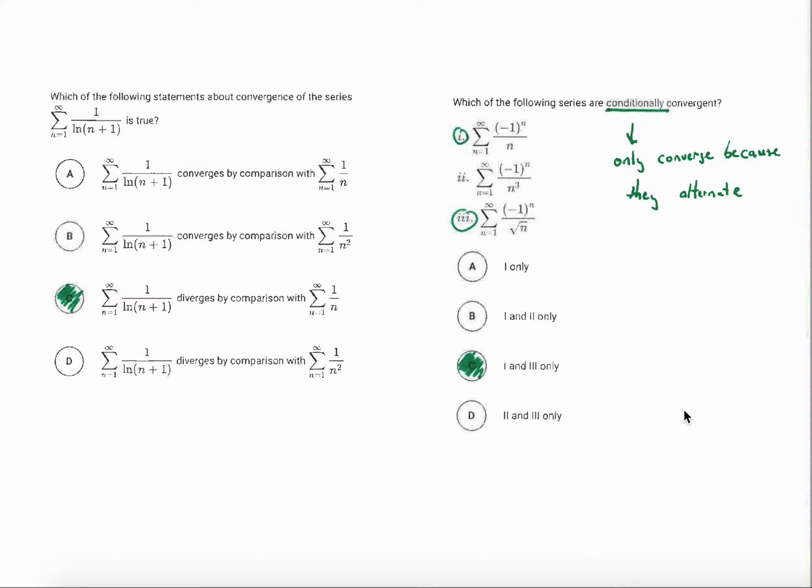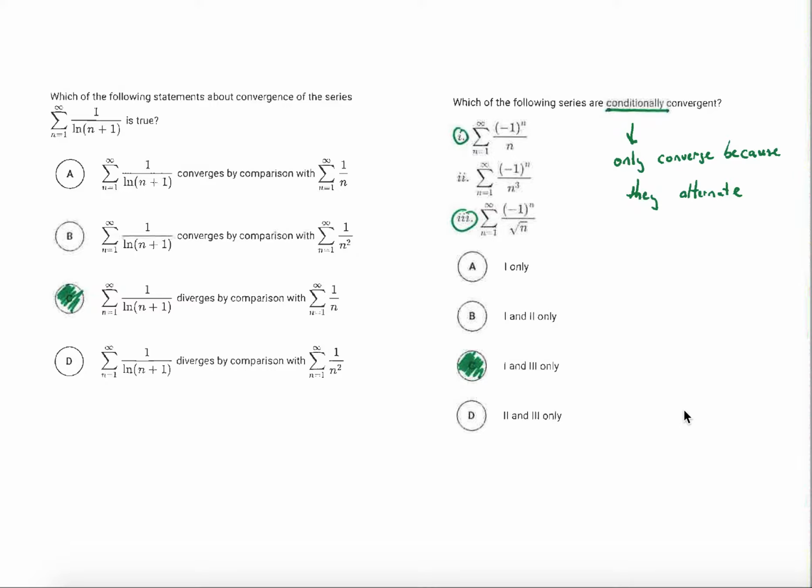All right, let's do the 1 on the left. So like 1 over the natural log of n, we know it diverges. It's not as fast, but we are going to compare it to 1 over n. Okay.